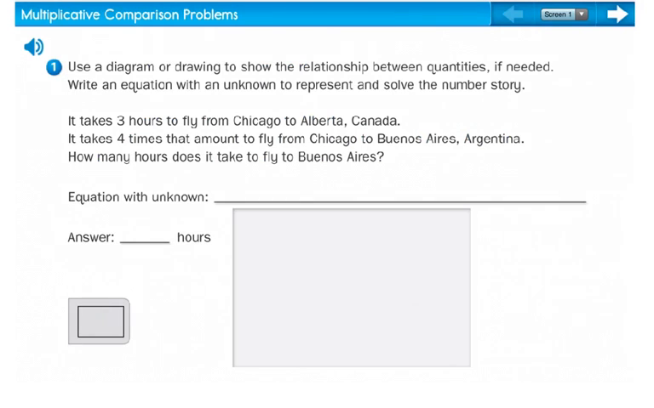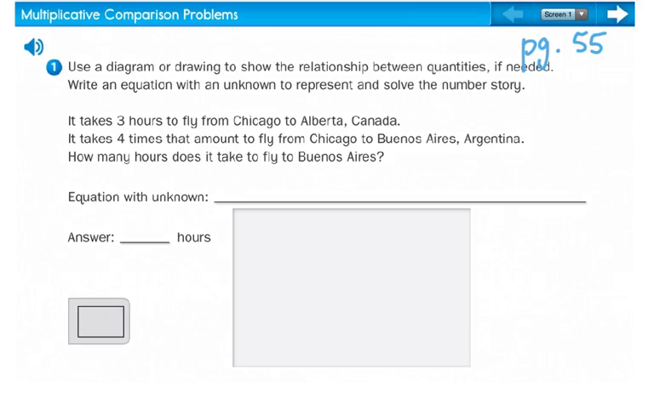Now we're going to go ahead and work in our math journals, and you're going to open to page 55. Page 55. On journal page 55, you're going to use a diagram or a drawing to show the relationship between quantities if needed. Write an equation with an unknown, which is what we call a variable, a lowercase letter, to represent and solve the number story. So number 1, it says it takes 3 hours to fly from Chicago to Alberta, Canada.